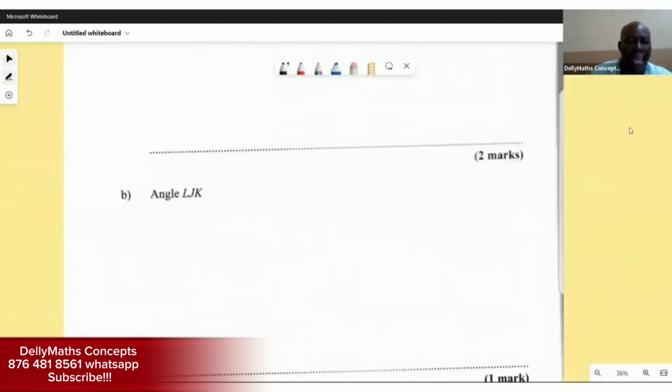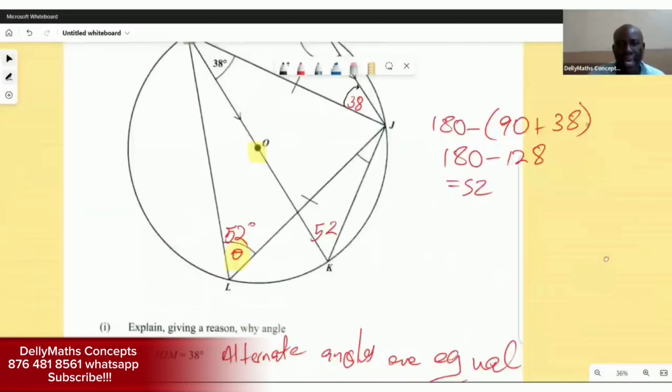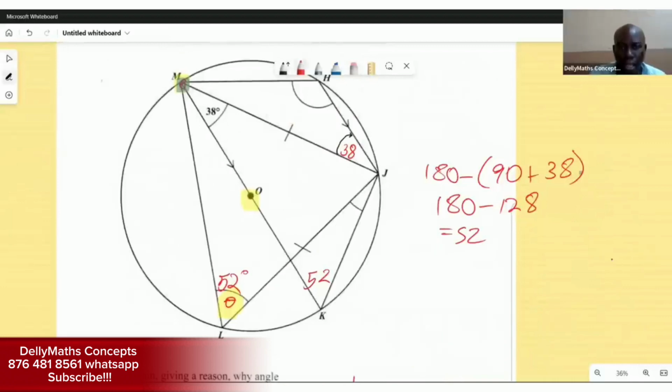Angle LJK. LJK. Let's look. L, where is L? LJ, okay. Oh, it's marked. It's right here. We want that angle there. But you know that if I get this angle here, I automatically get the angle I want because they are in the same segment again. If I get this angle, it is this angle. Same segment. If I get them, I get that right there.